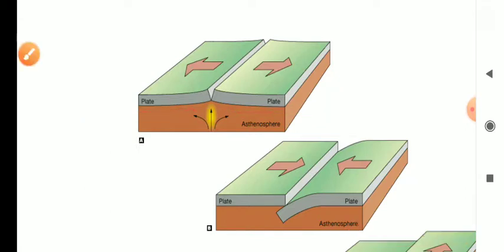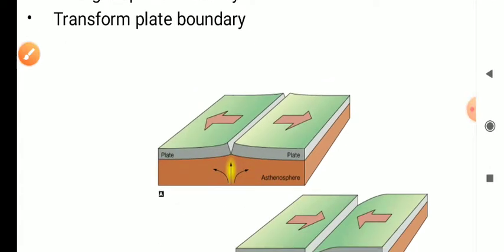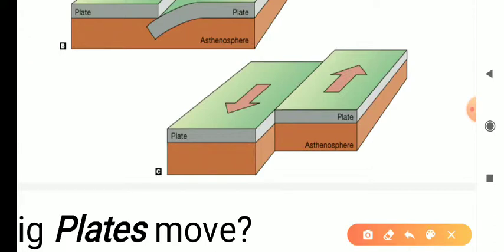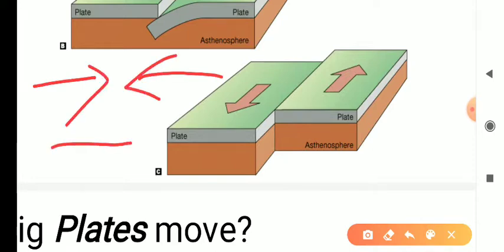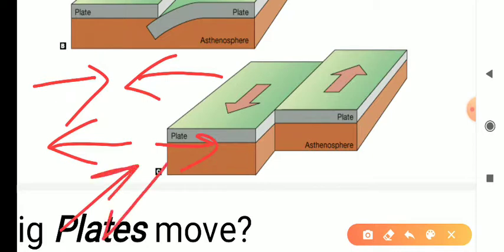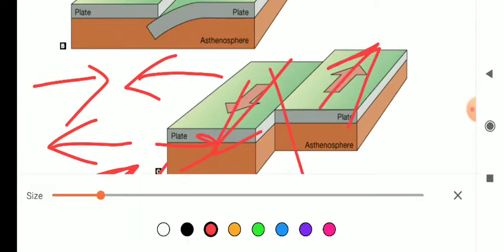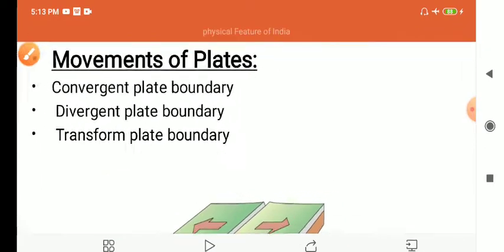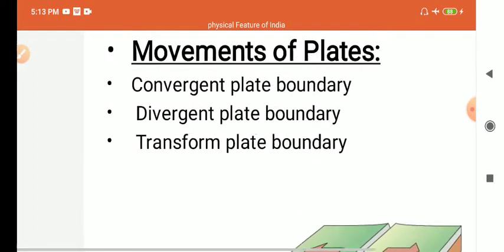Then the third is the transform plate boundary. What happens in a transform plate boundary? You can see the plates are not going towards each other, and not going away from each other, but they are going like this. One is going like this, one is going like that. So they are sliding against each other. So this is called which plate boundary? Transform plate boundary.